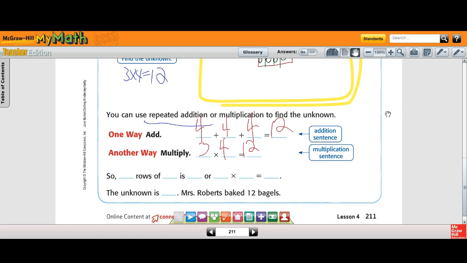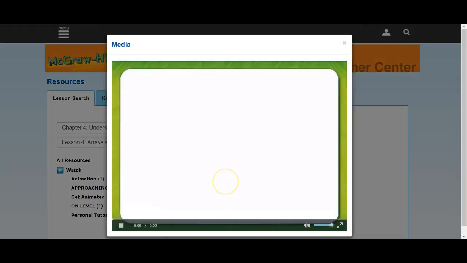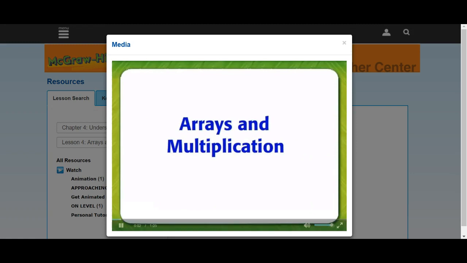So there are 3 rows of 4, which is 12, or 3 times 4, which is also 12. So how many bagels did she bake? 12. And that's the unknown product, or the unknown answer to a multiplication sentence. Arrays and multiplication.